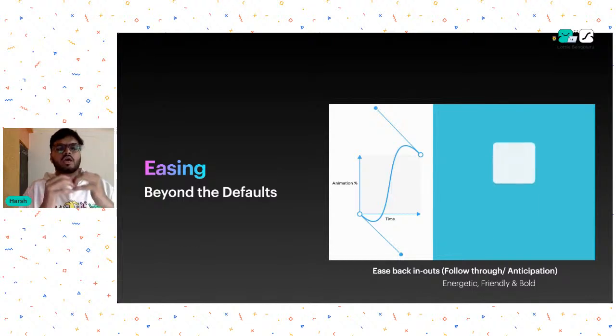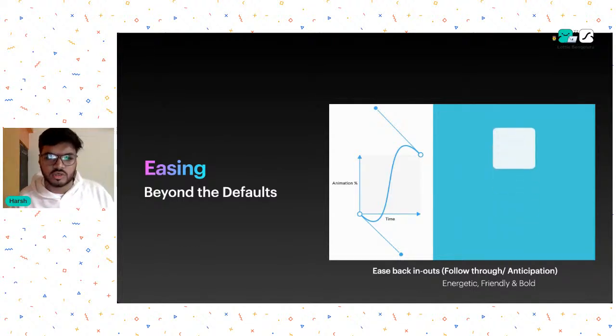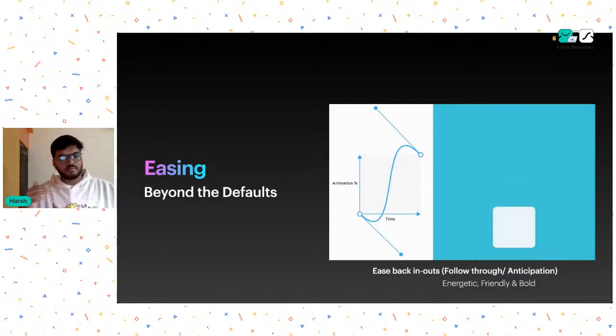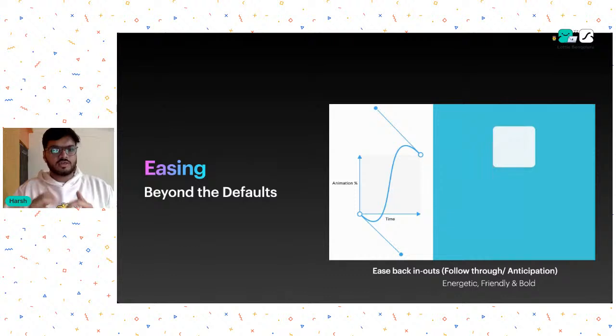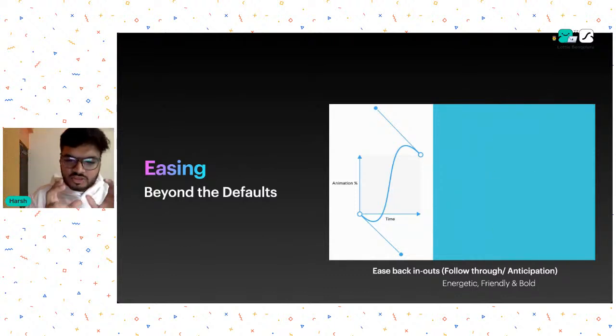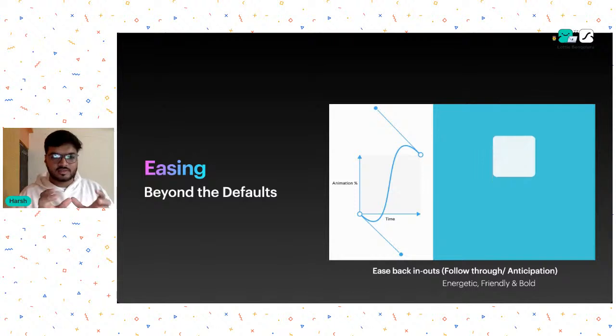If it would have just come and stayed there, it would not have expressed any kind of emotion, or any kind of personality. But since the model comes in and he's like, hey, I'm here, right? It expresses the fact that this model is very energetic, friendly, and bold. It's just coming in, showing that I'm here. It's showing a lot of anticipation that way, right?